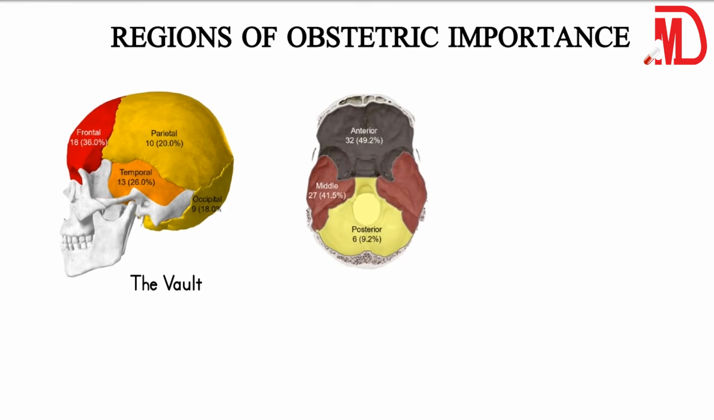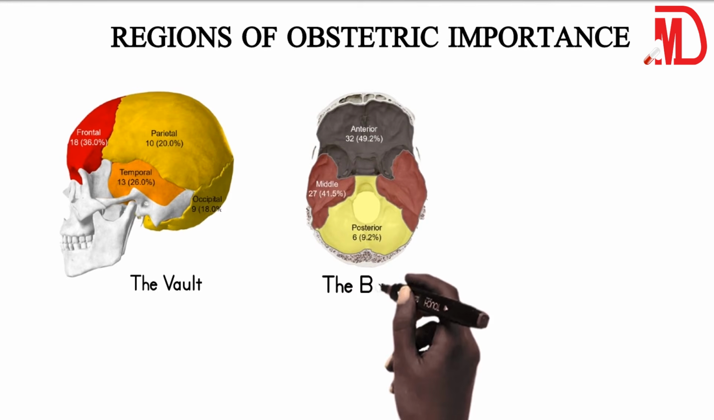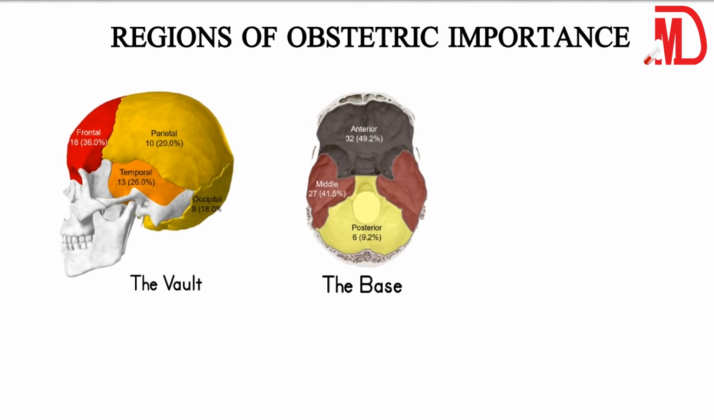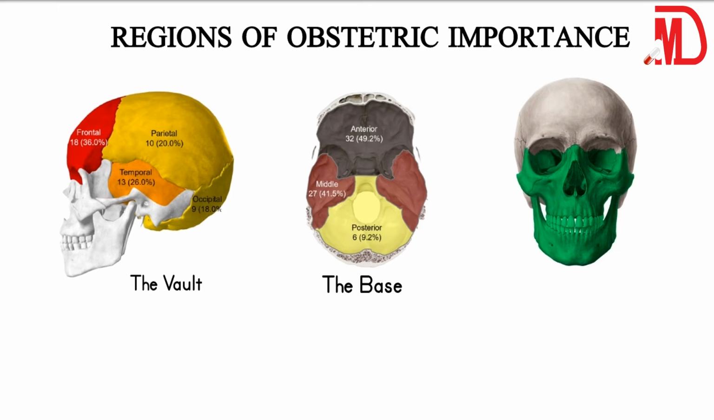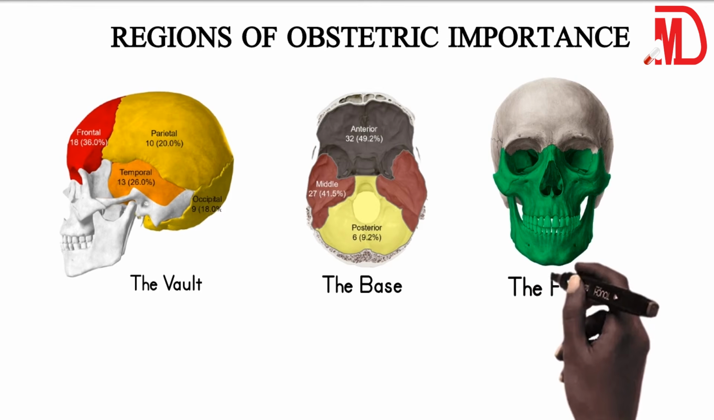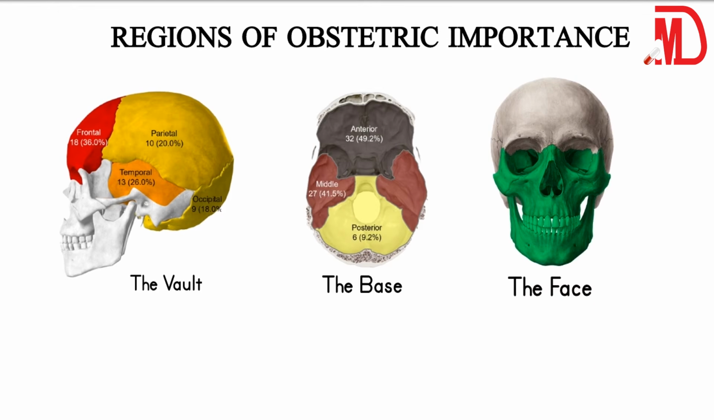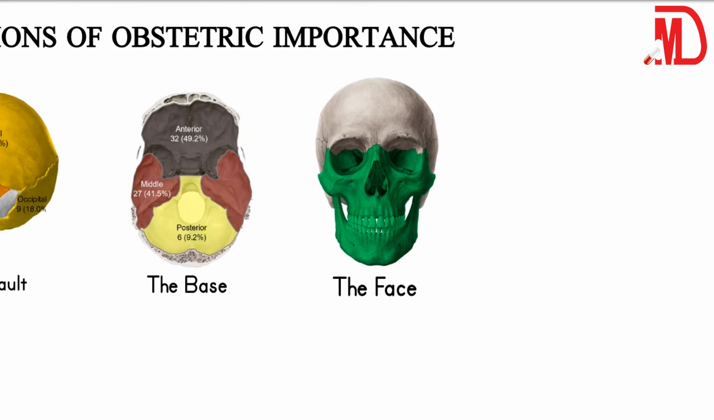2. The base. This refers to the thick, ossified, and not easily compressible part of the fetal skull. It protects vital structures like the cranial nerves and vessels. 3. The face. This refers to the bones of the face like the maxilla, the mandible, among many others, but these are less important obstetrically.